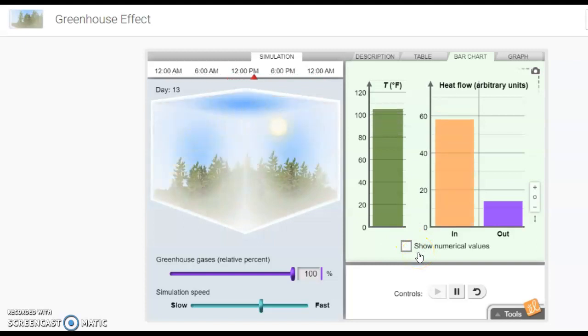And as we can see, as the days go on and on, the temperature is increasing and increasing and increasing, and now we're well over 120 degrees Fahrenheit.